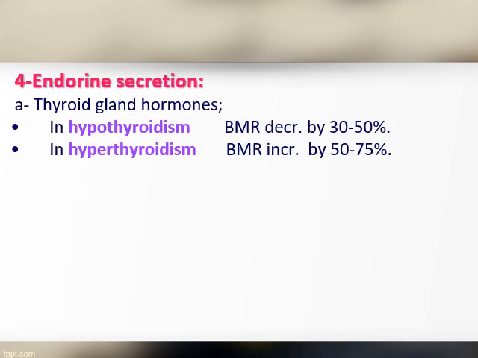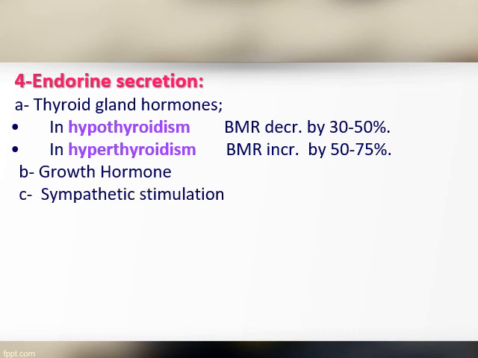The fourth primary factor affecting the basal metabolic rate is endocrine secretion. Regarding thyroid gland hormone, in case of hypothyroidism, basal metabolic rate decreases by 30 to 50%, while in case of hyperthyroidism, the basal metabolic rate increases by 50 to 75%. Increased secretion of growth hormone will lead to an increase in the basal metabolic rate. Also, the sympathetic stimulation like stress, strain, and emotion will increase the basal metabolic rate.